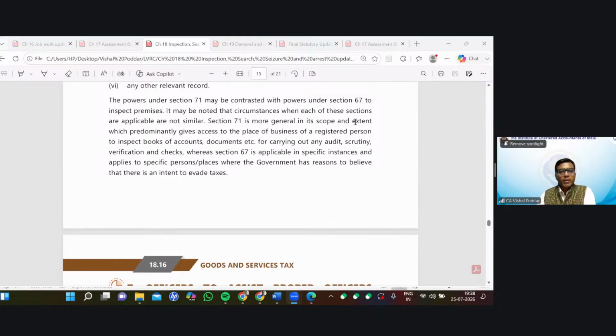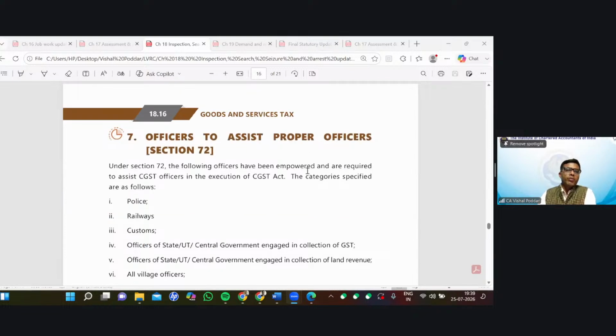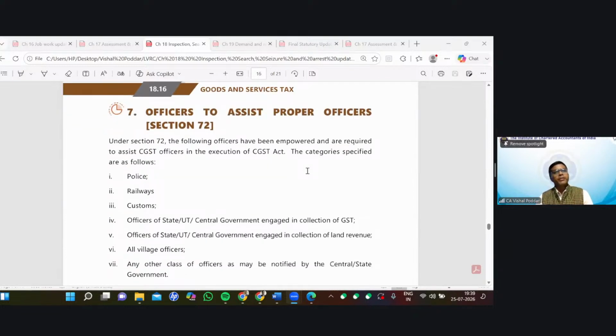Section 71 is more general and it predominantly gives access to the place of business only, and that too only for the purpose of inspecting books, for carrying out audit, scrutiny, etc. Whereas 67 is applicable in specific instances and applies to a specific person's place where the department has reasons to believe that there is intent to evade taxes. So obviously 67 is stricter and more severe.